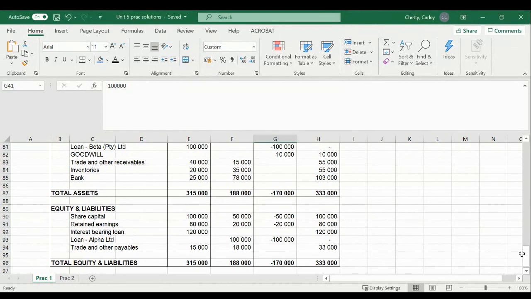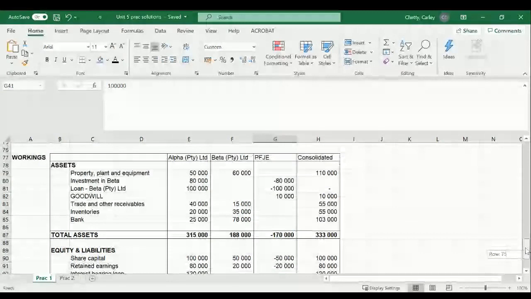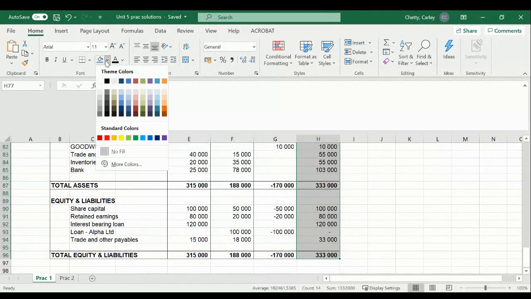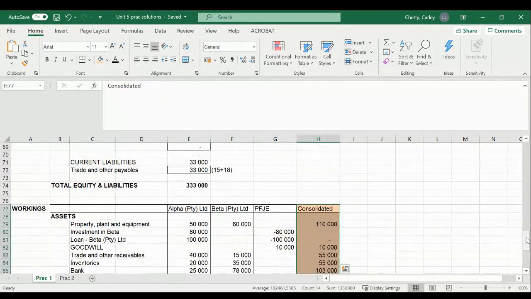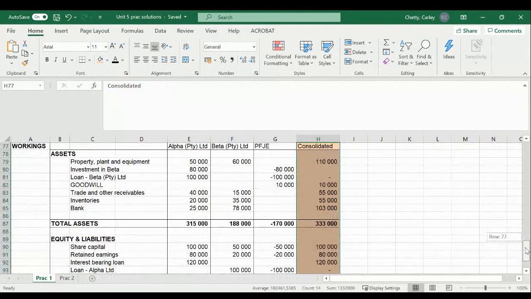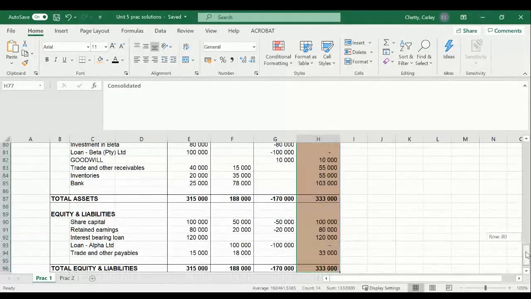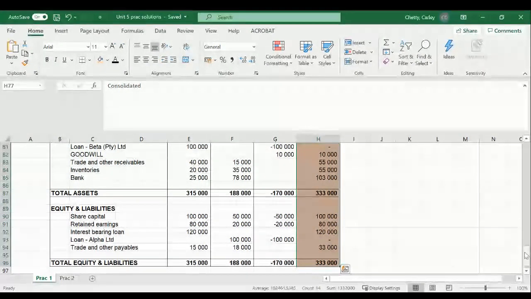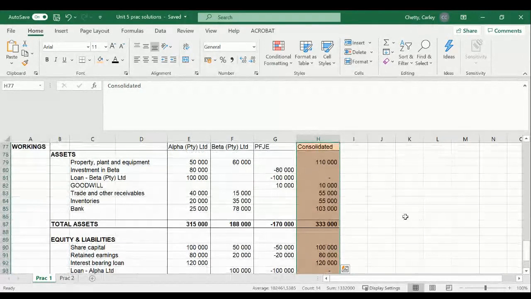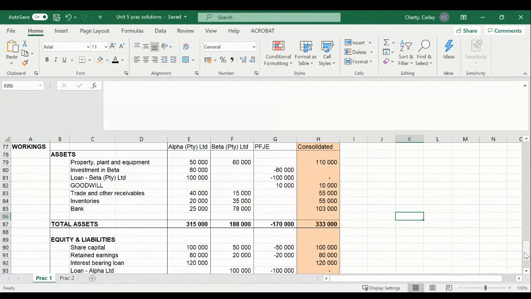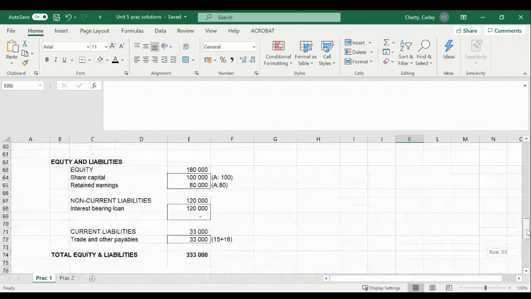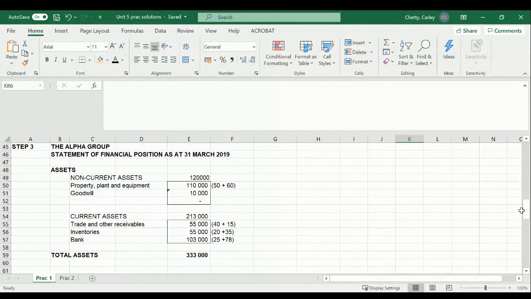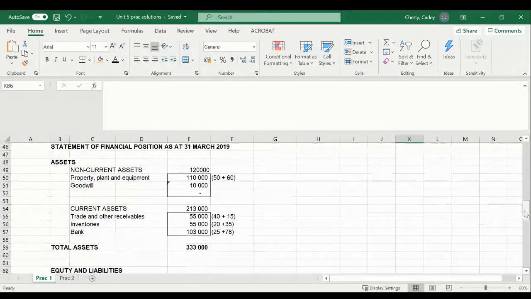So these are our workings here that we have gone through. This final column represents the consolidated statement of financial position. So this was just our workings. This is not actually the final set of financial statements. So you'll see in a set of financial statements, they won't show this. These are just our workings. So now I have highlighted the column in orange. This is the consolidated column, and this will then be shown in the statement of financial position, in the consolidated statement of financial position. Okay.